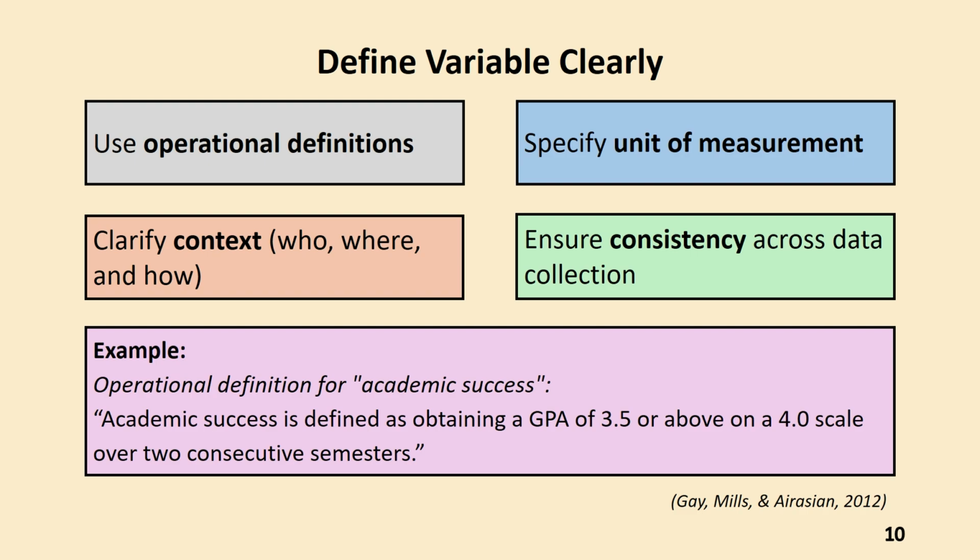Therefore, you can see here I have designed academic success as obtaining a GPA of 3.5 or above on a 4.0 scale. That is the demand of the study, that those students who score a 3.5 GPA on a 4.0 scale for 2 consecutive semesters will be considered as academic success. If they score this for only one semester, they will not be considered as academic success. So, it is very important how you define and understand the context of your research as well as the variable.